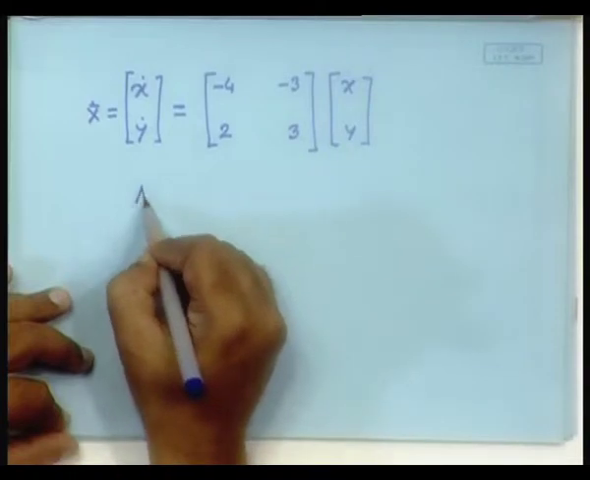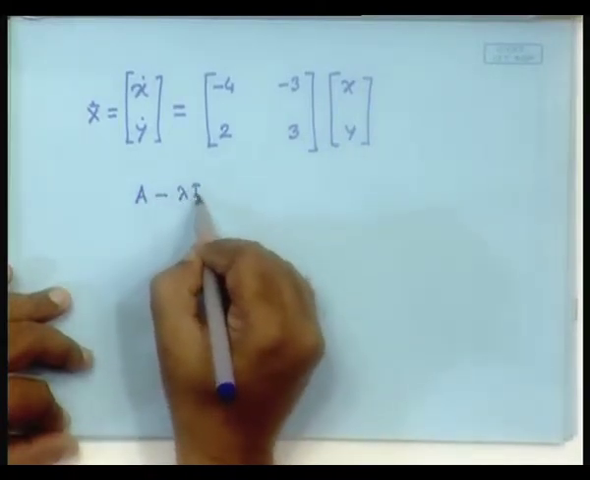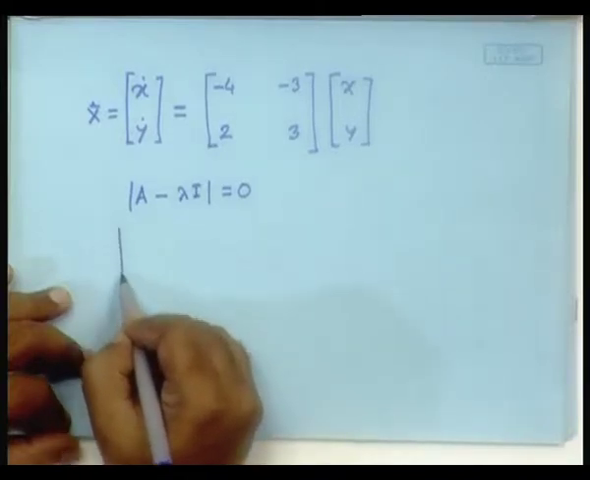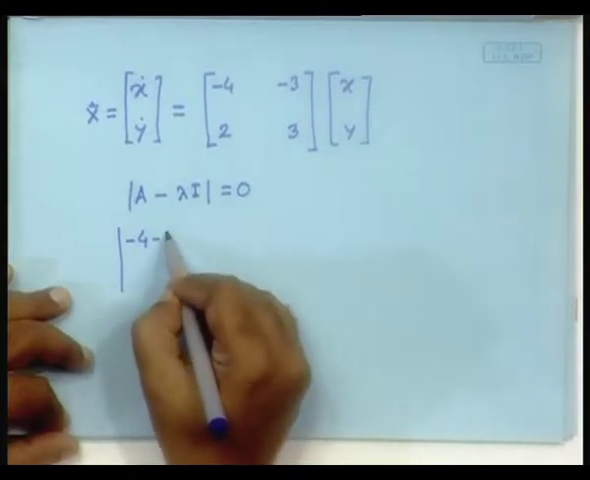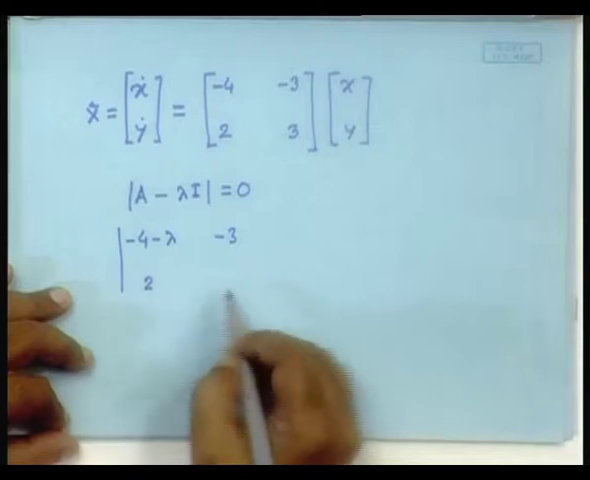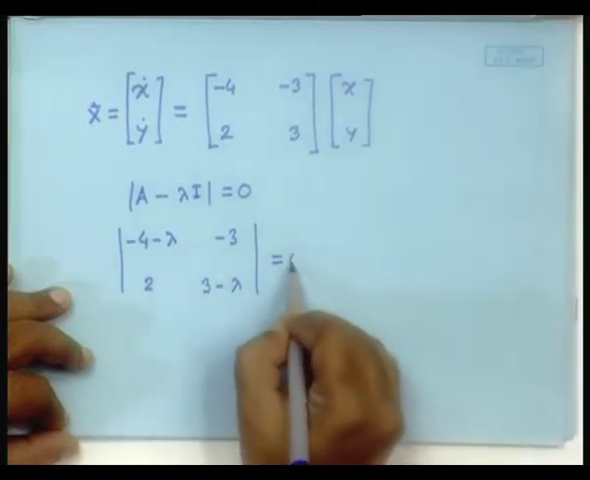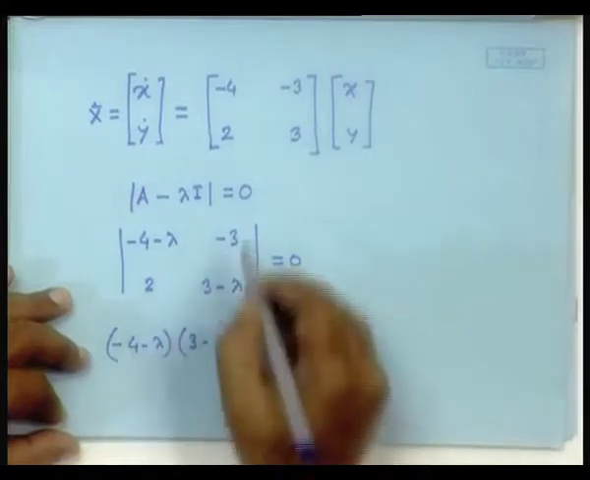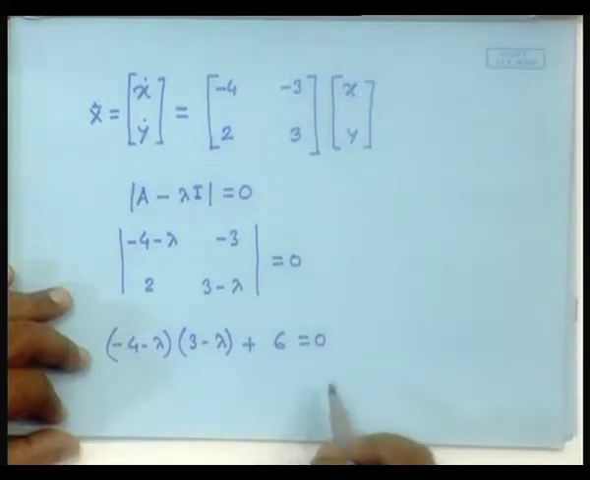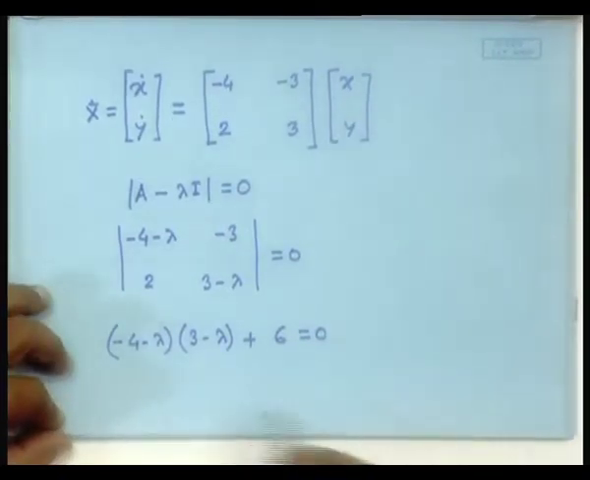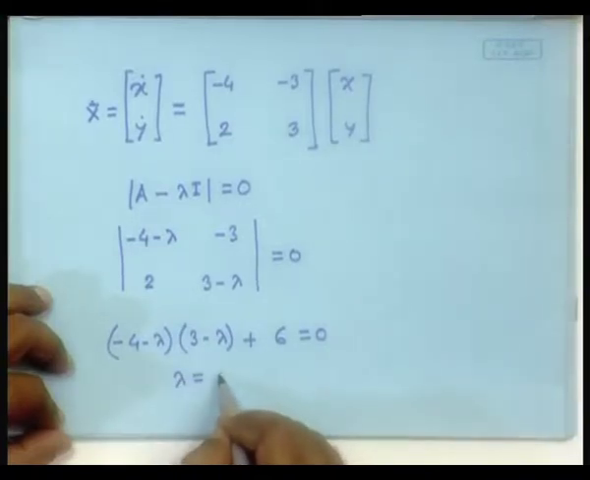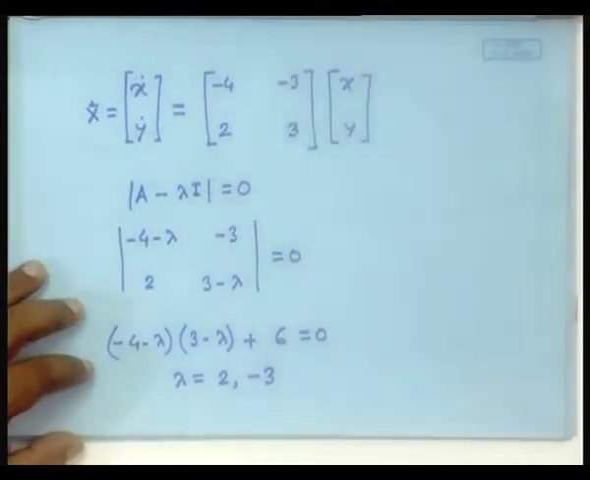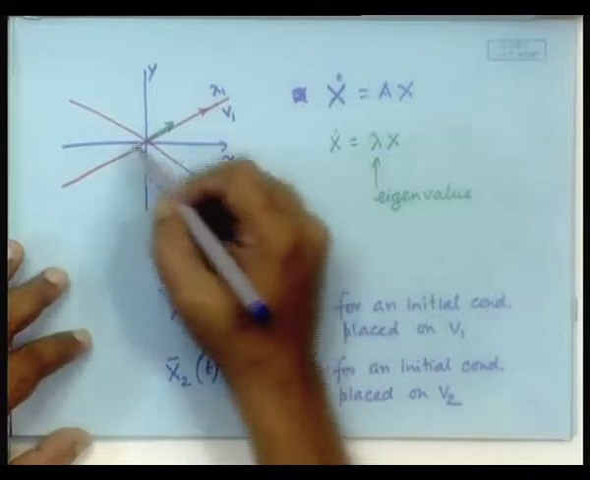We say the determinant of A minus lambda I is equal to 0. A minus lambda I would be minus 4 minus lambda, minus 3, 2, 3 minus lambda, equal to 0. That gives minus 4 minus lambda times 3 minus lambda plus 6 equal to 0. Obtaining the eigenvalues from here, lambda is equal to 2 and minus 3. So these are the two eigenvalues.